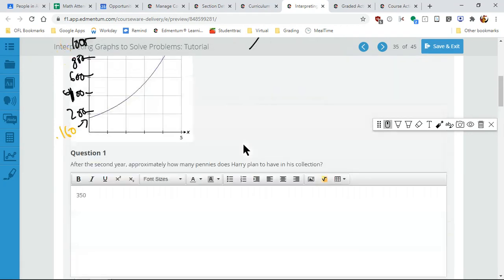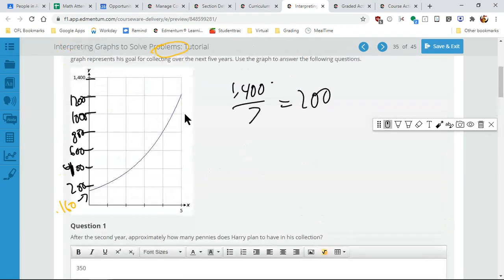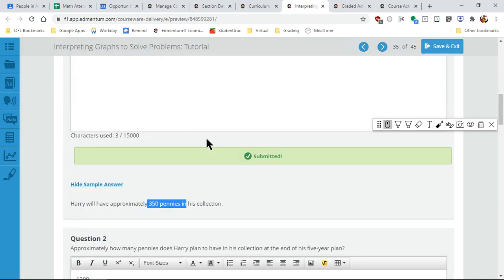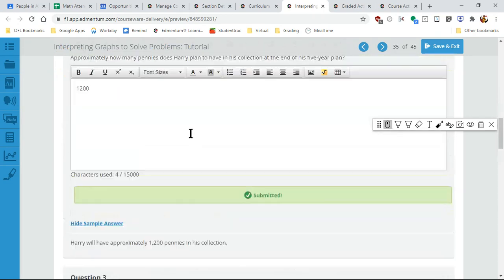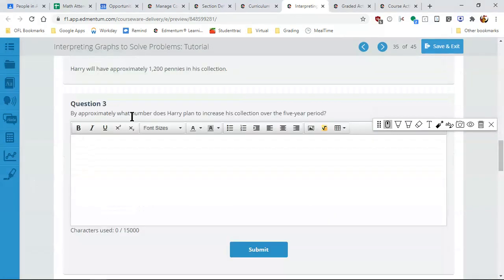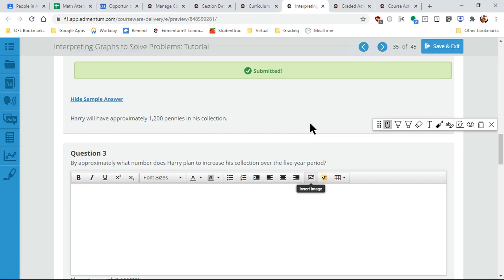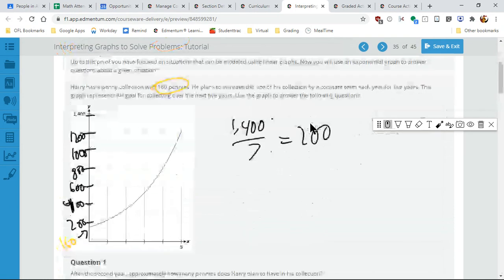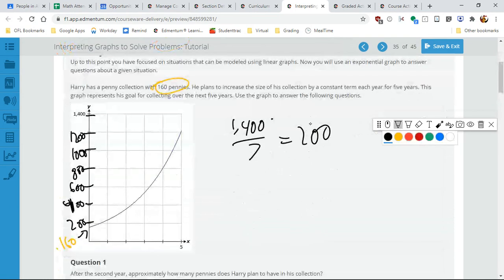Honestly, I think Edmentum's wrong. It looks like there's a little bit of a gap there, but again, it's approximately. By approximation, what number does Harry have to increase his collection by? So we're going to take our approximation of this 1,200 over our 5 year gap.